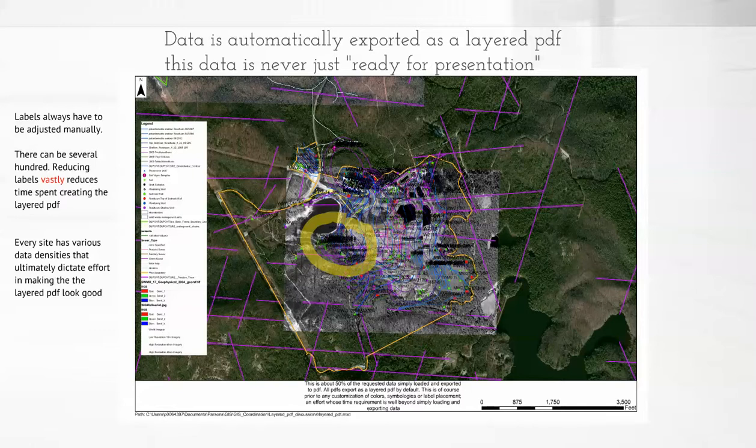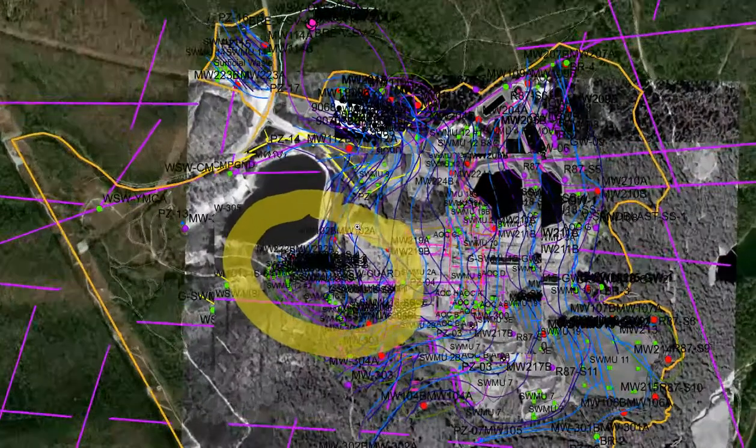But the problem is when we do this, it's never presentation ready. And the biggest challenge that we face in producing these layered PDFs, and one that the project teams really need to consider, is the amount of labeling and the amount of annotation that will go into a figure.